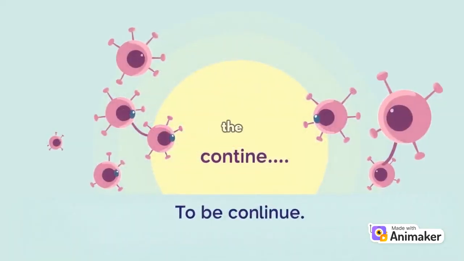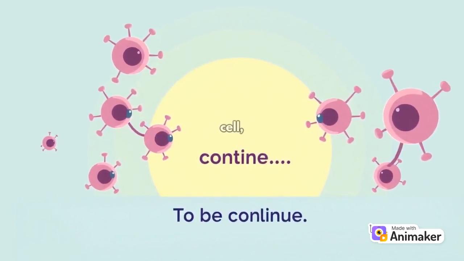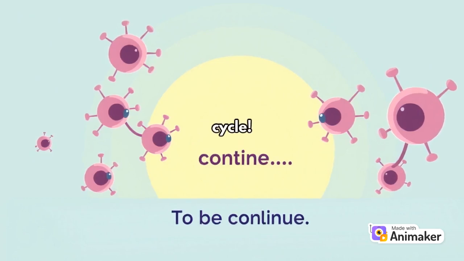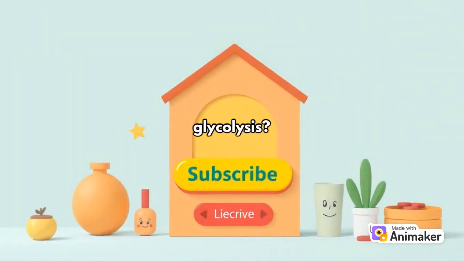Pyruvate then heads to the mitochondria, the powerhouse of the cell, where the real energy magic continues in the Krebs cycle.